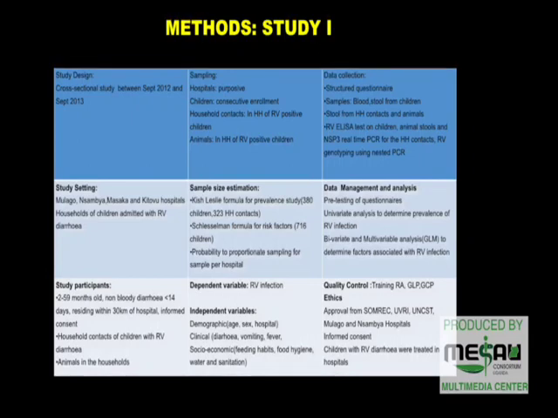For data management, we did univariate, bivariate, and multivariable analysis. For bivariate analysis, we used chi-square and odds ratios to look for associations of the exposure factors with the outcome, which was rotavirus infection. We also did multivariable analysis using generalized linear models to determine whether the factors were associated with rotavirus infection. And for quality control and ethics, this study was approved by a number of research ethics committees.